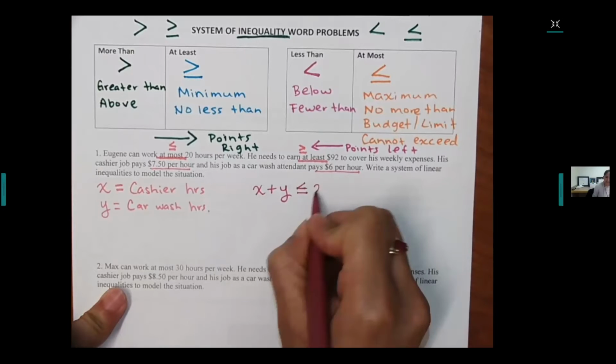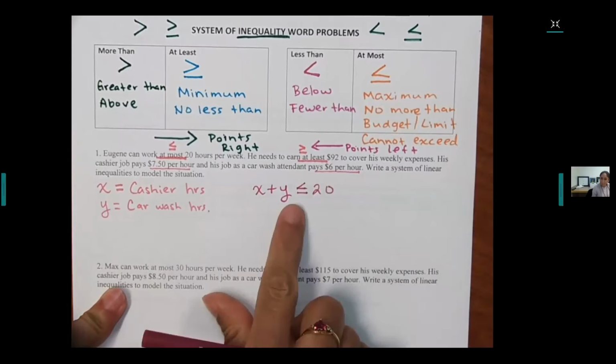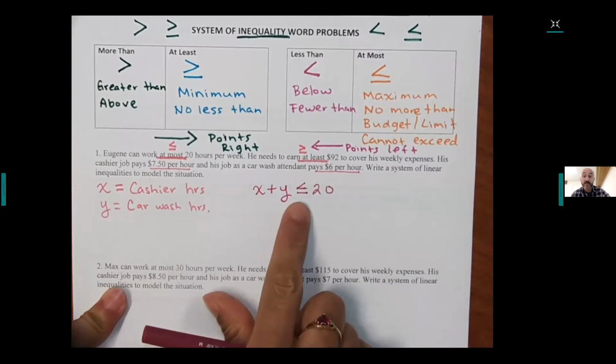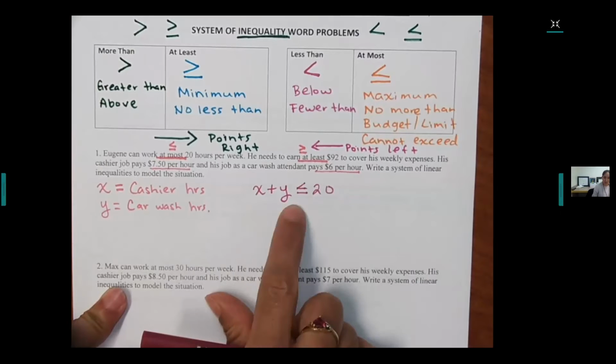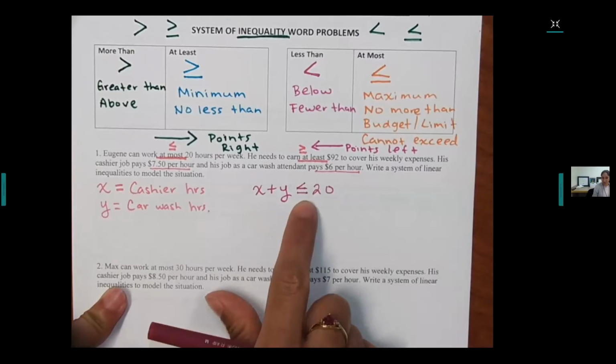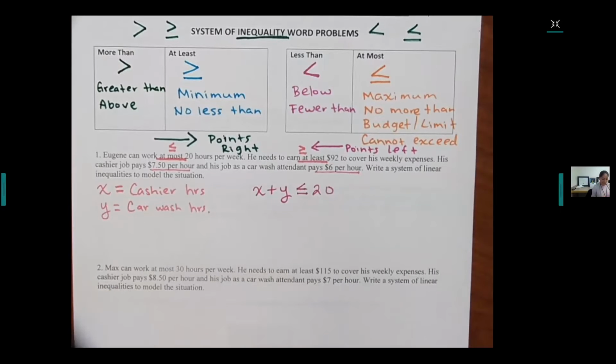20. Excellent. So the number less than or what is it? That's the inequality with the hours. Yes, exactly. Very good, Mr. Blanco. Thank you. So hours as a cashier and the hours as a car wash in total should be less than or equal to 20. Very good. Let's move on to the second equation.